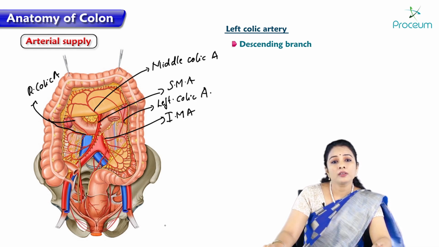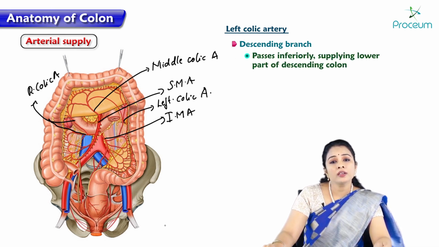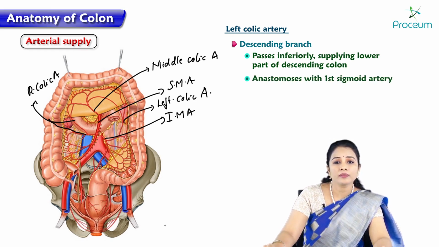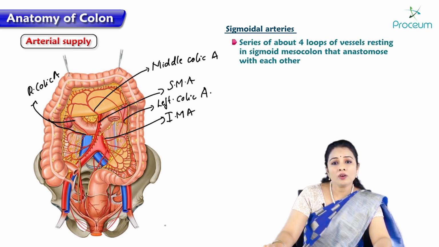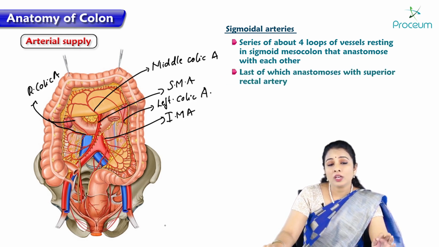Descending branch passes inferiorly and supplies the lower part of the descending colon, anastomosing with the first sigmoid artery. Regarding the sigmoid arteries, they are a series of about 4 loops of vessels resting in the sigmoid mesocolon that anastomose with each other, the last of which anastomoses with the superior rectal artery.